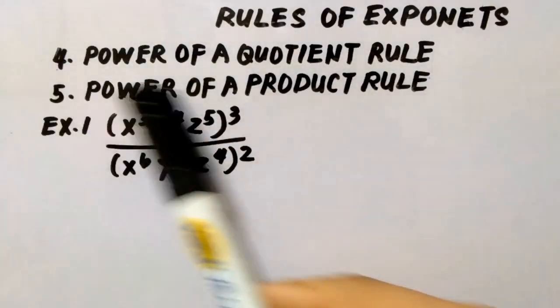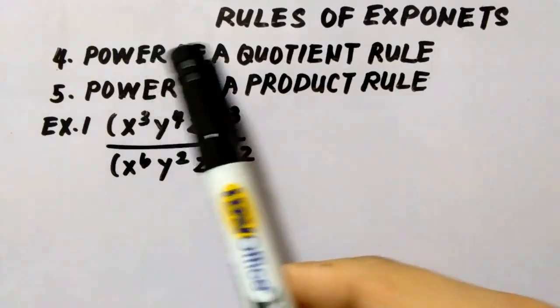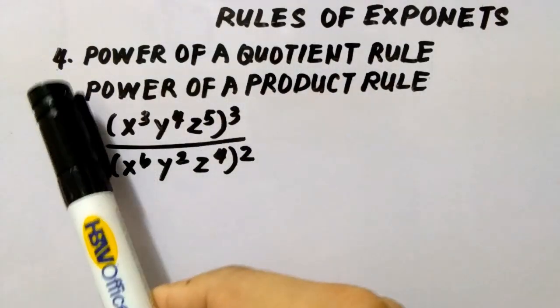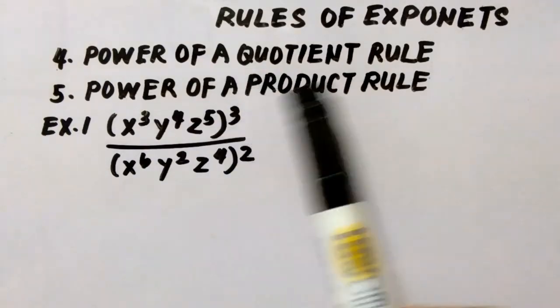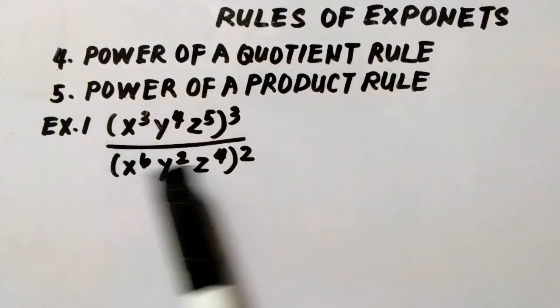Dito po, dalawang rules po ang pag-uusapan natin. Pang-apat na po tayo. Ito po yung power of a quotient rule. And ang panglima po is power of a product rule. So proceed po tayo sa example number 1.